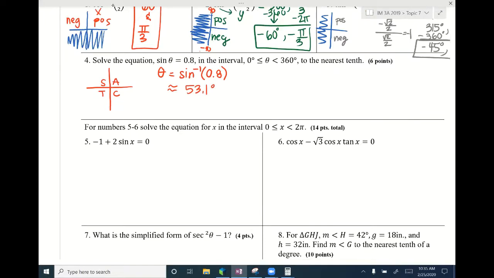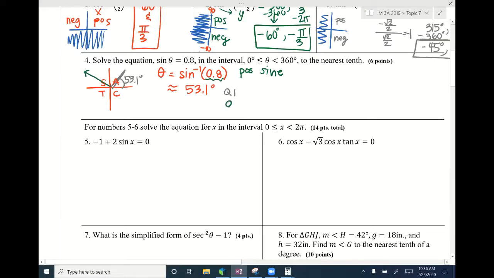If I think about where that answer lies, it's in quadrant 1. So it means that here I have an angle of 53.1. Since I have sine as a positive number, I have to think about which other quadrant sine is positive. And so All Students Take Calculus tells you which trig function is positive in each quadrant. So that means that it's also going to be positive in quadrant 2.